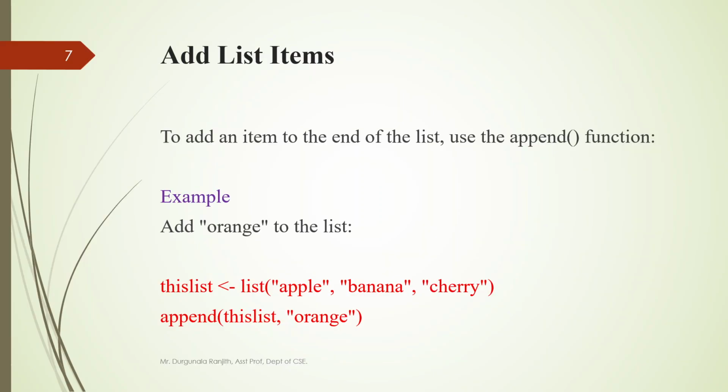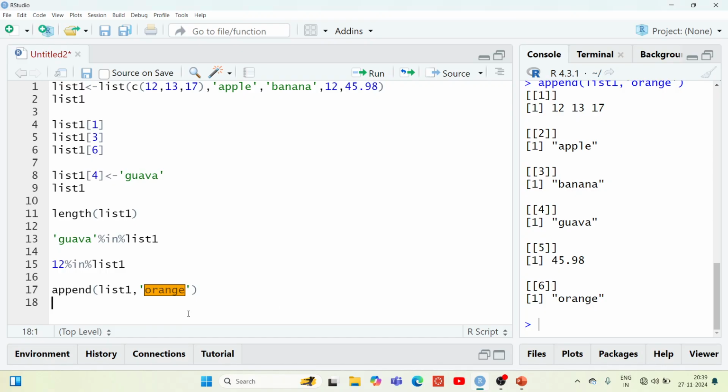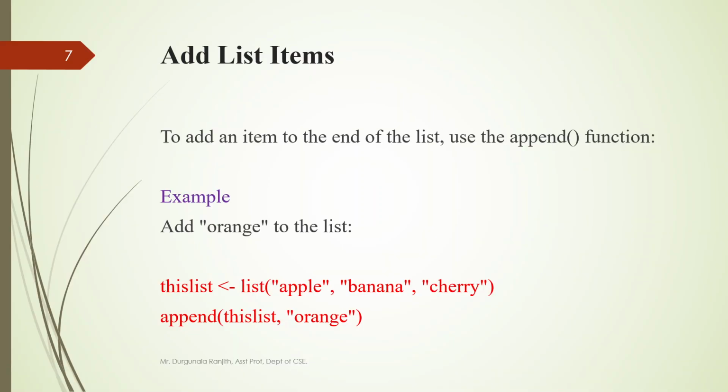Suppose you want to add more elements, then you give more elements after this. So this is the way you can append the elements at the end of the list by using the append function.